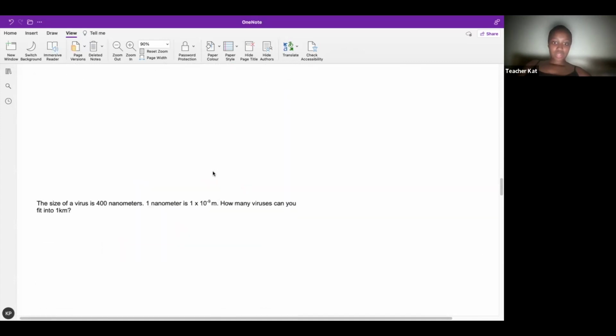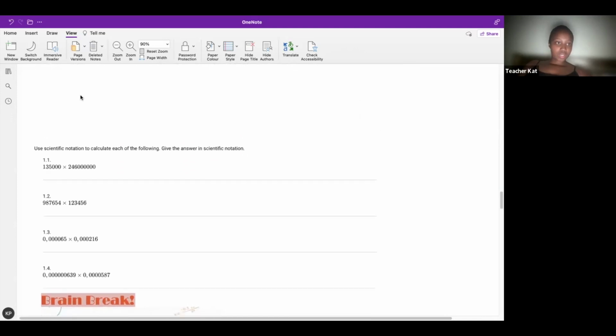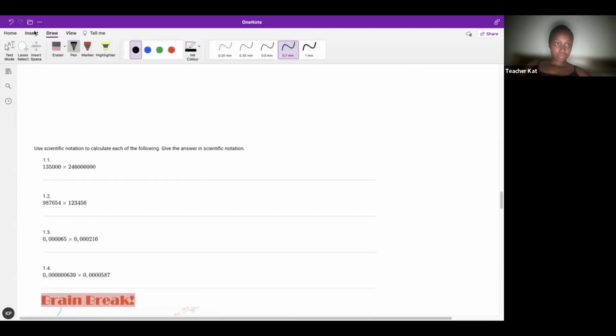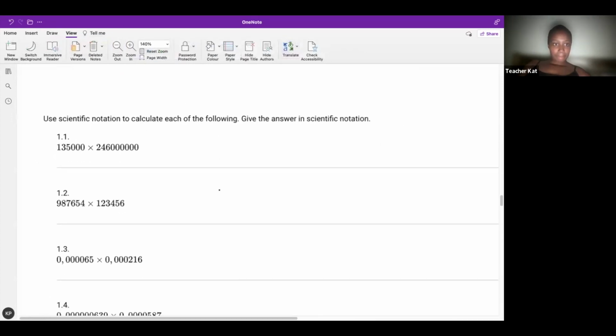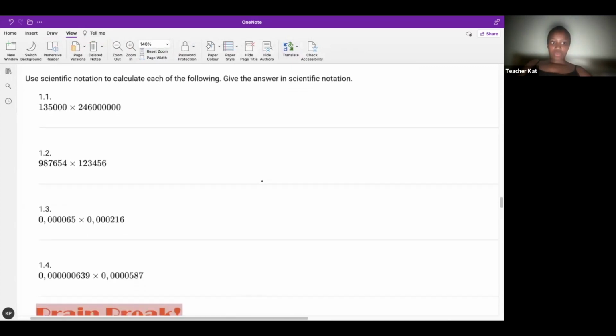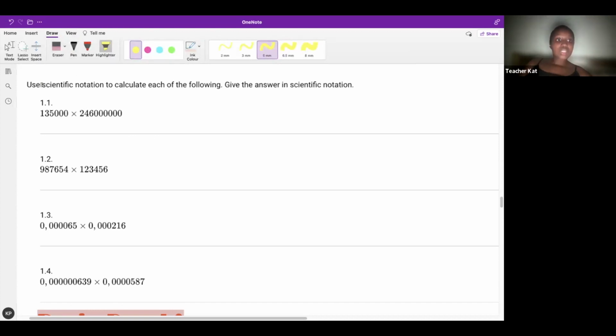Okay, we've done this already, but this is what I want us to do before our brain break. Now, we're going to use scientific notation to solve these, okay? Put away your calculators. That's not what we're doing right now. So we're going to use scientific notation to calculate these. That means, in the first place, they have to be in scientific notation. Now, let's do that.